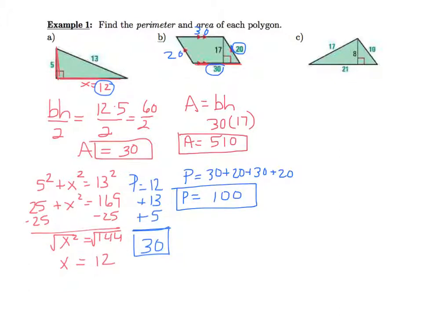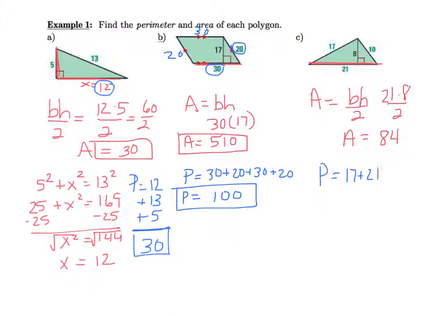Now looking at this triangle, we have area equals base times height divided by 2. My base is always next to the right angle, so 21 times 8 divided by 2. When you work that out, you should get 84. And when you look at the perimeter, you're adding up all the sides, so 17 plus 21 plus 10 equals 48.